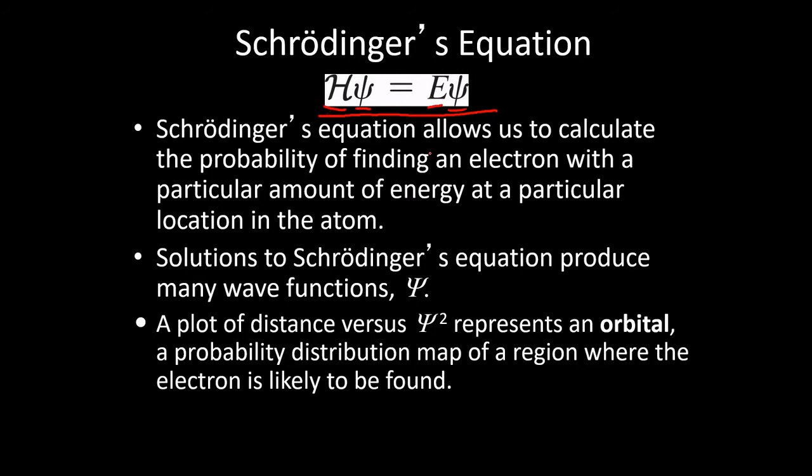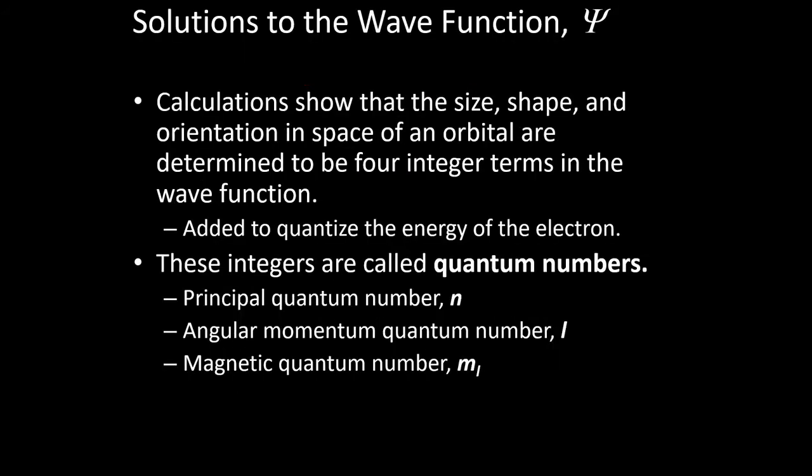Not only that, if we take that wave function and we square it and we plot it versus distance, what we get is a 3D representation of the volume of space where we are very likely to find the electron. So we actually have a map, in a sense, of where the electron is likely to be. This is what we call the orbital. This is where the electron is likely to be found, inside that orbital.